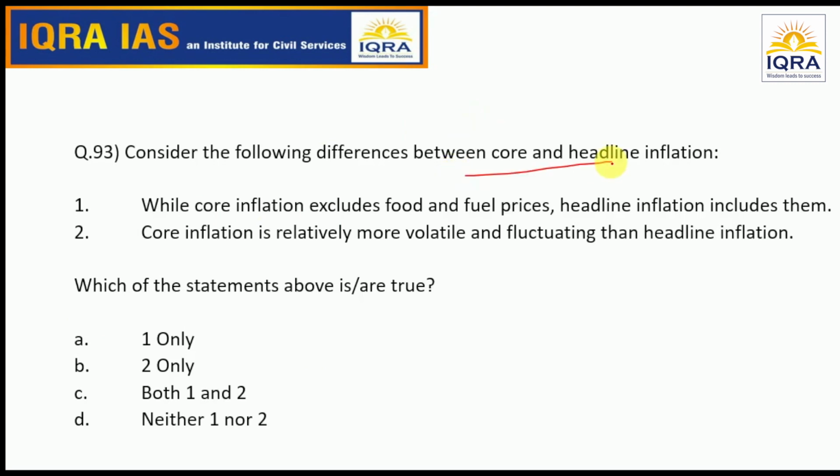Then core and headline inflation. Number one, while core inflation excludes food and fuel prices, headline inflation includes them. Yes. Core inflation is relatively more volatile and fluctuating than headline inflation. No, this is not the case. It is exactly opposite. So this is not correct. Which of the following are true? Only one.